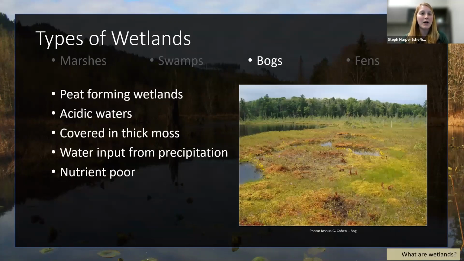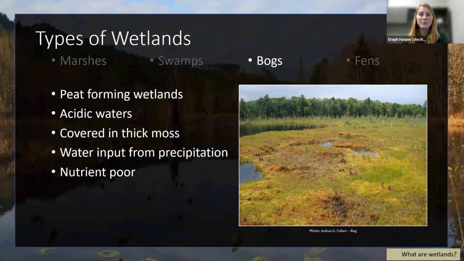Bogs are peat-forming wetlands. They're a really interesting ecosystem. They tend to have more acidic water. They're covered in a thick moss layer as their substrate, as their vegetation, and they typically just get input from precipitation, and that really drives the nutrients that are flowing in and out of this system, and they tend to be really nutrient poor.